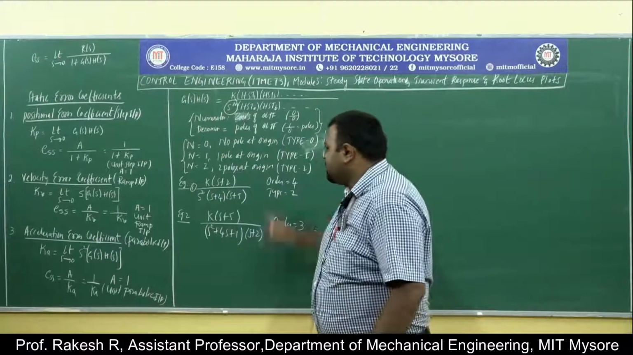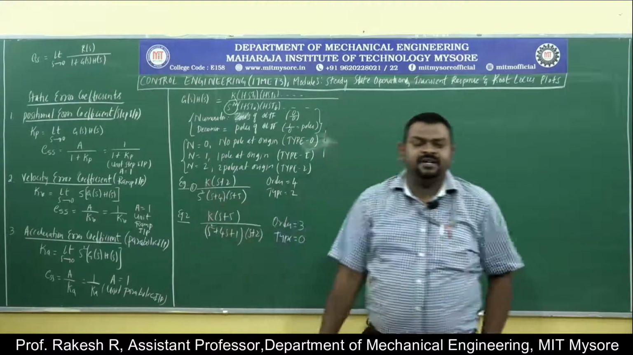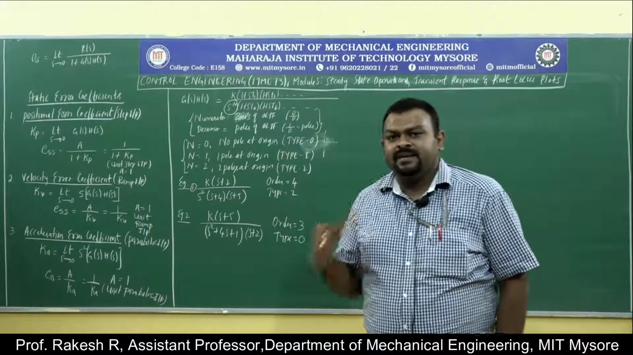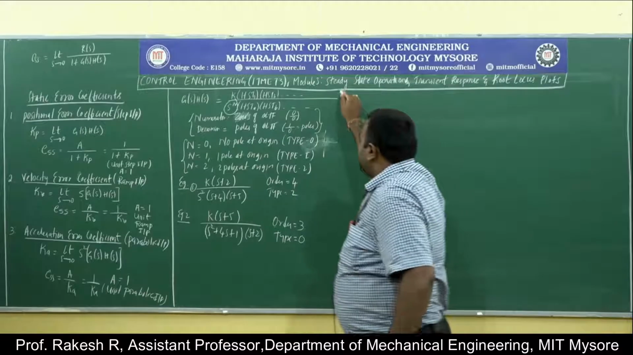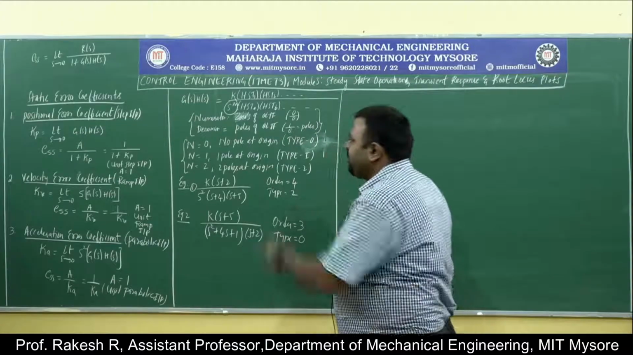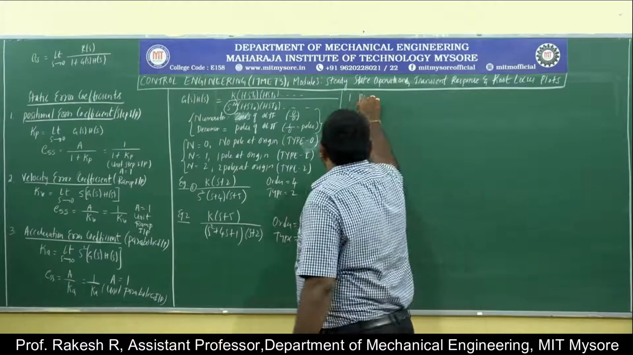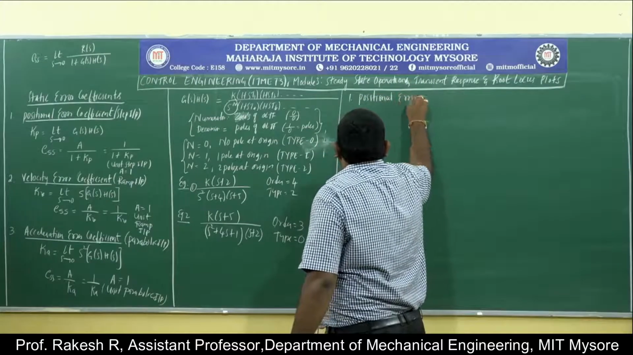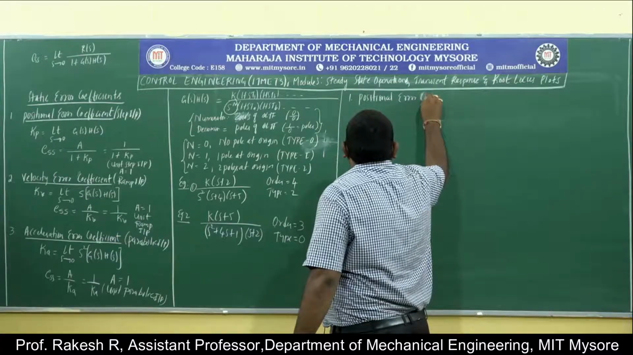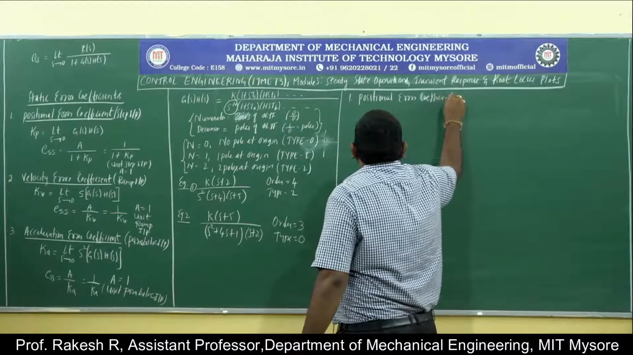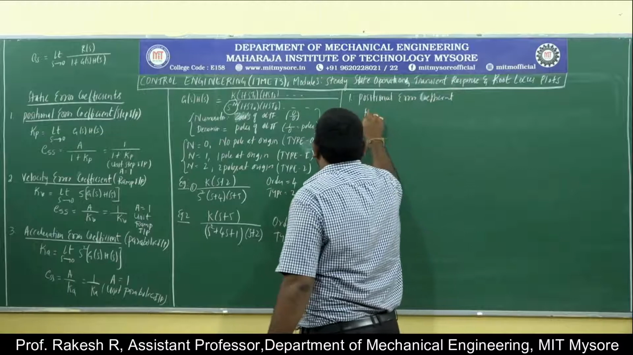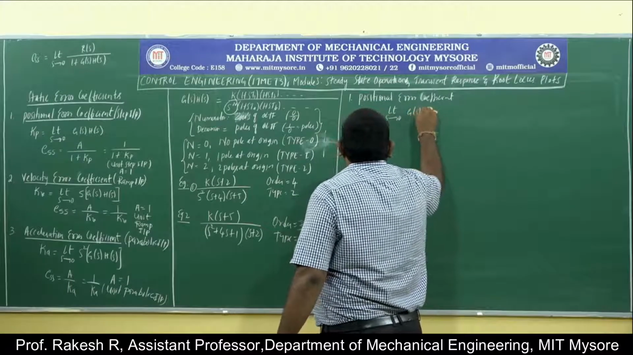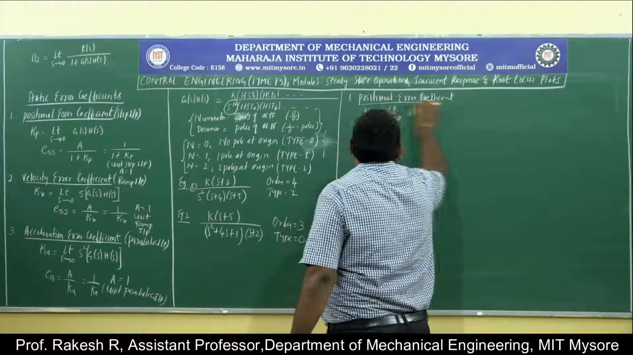If we analyze these cases with respect to error coefficient, then the value of steady state error can be easily identified for the different types of system. So first I will take positional error coefficient. Positional error coefficient is Kp, limit of s tends to 0, G of s into H of s.